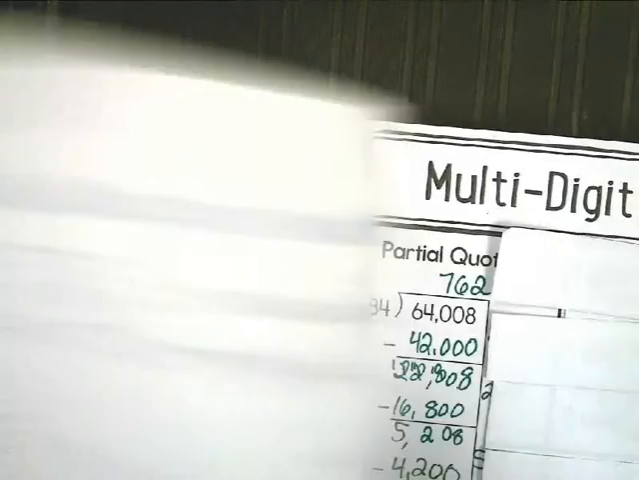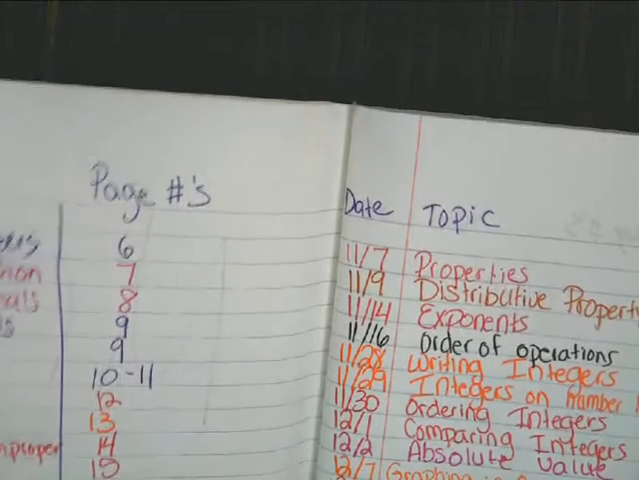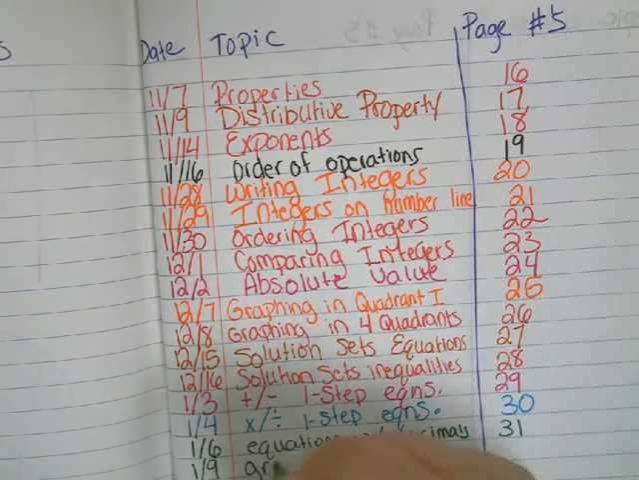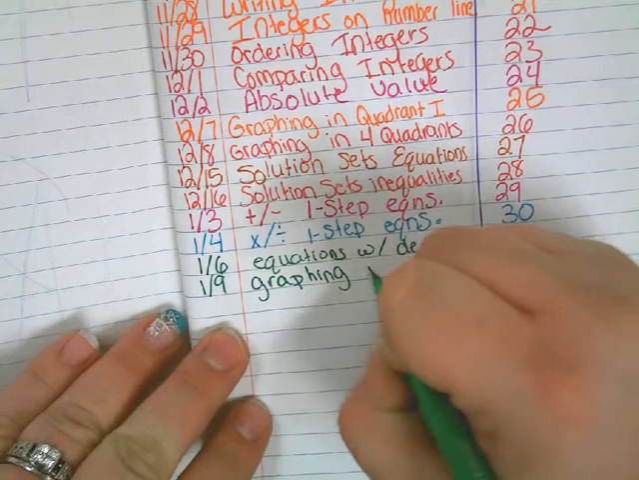So today is 1-9, and we're doing graphing inequalities. And we were on page 32.